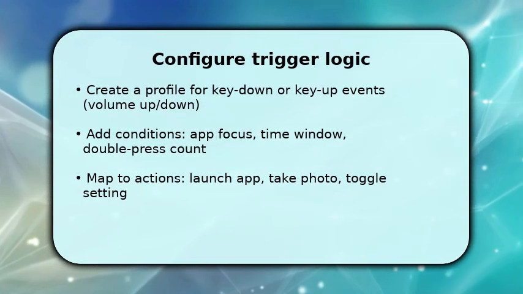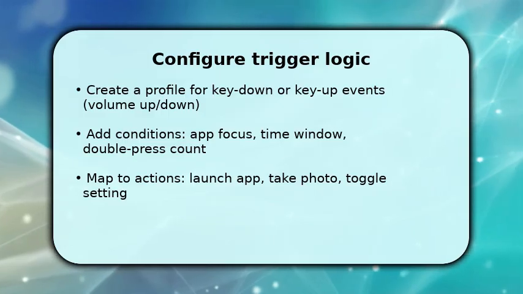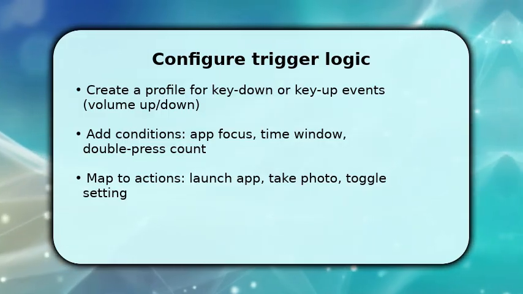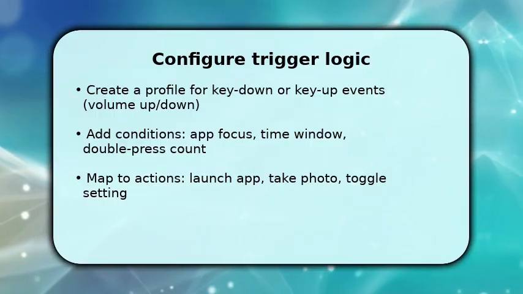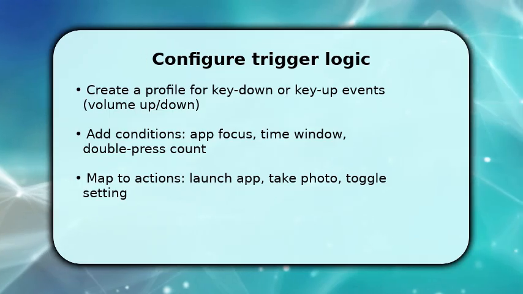Now create the trigger logic inside your automation tool. Choose volume up or down, and whether you need key down, key up, or repeated presses. You should add conditions, app context, a time window, or require a double press to avoid accidental firing.